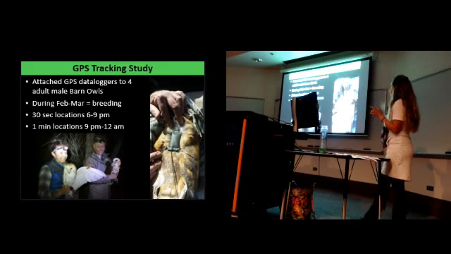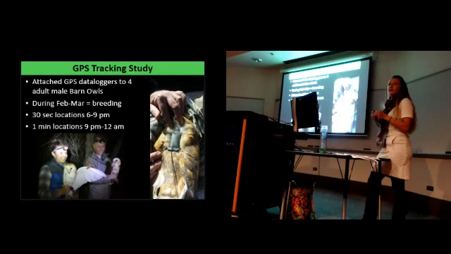I was able to program those GPS data loggers to take 30-second locations from 6 to 9 p.m. And then that was so that it corresponded with the onset of barn owl activity. Then I backed down fixed rate to once per minute from 9 p.m. to 12 a.m. in an effort to conserve battery life, but still get fine-scale locations.